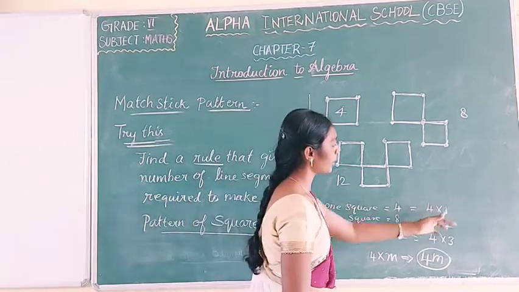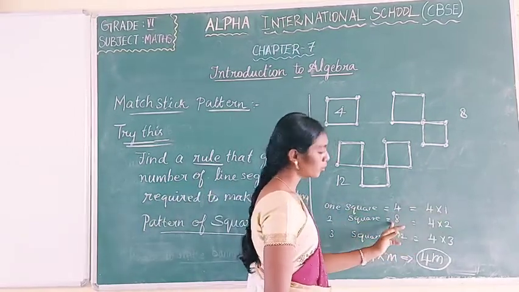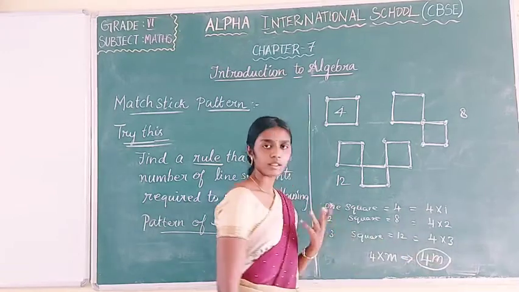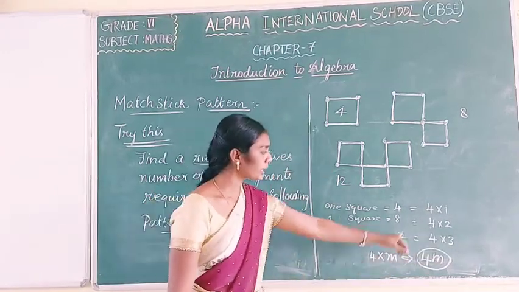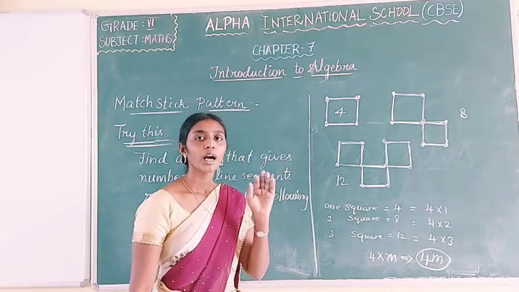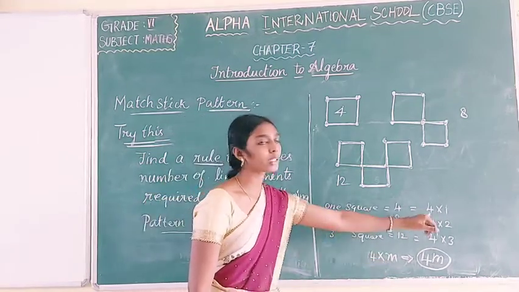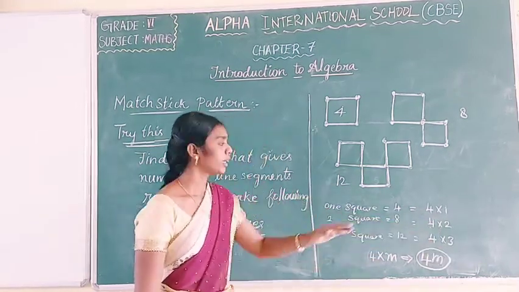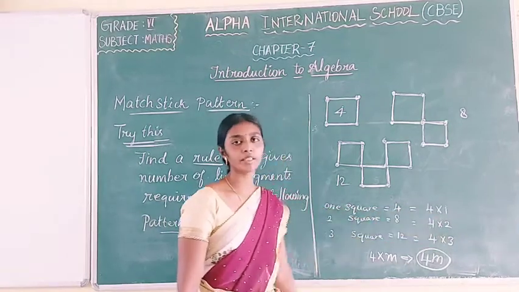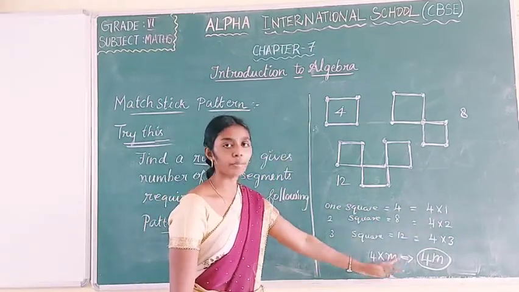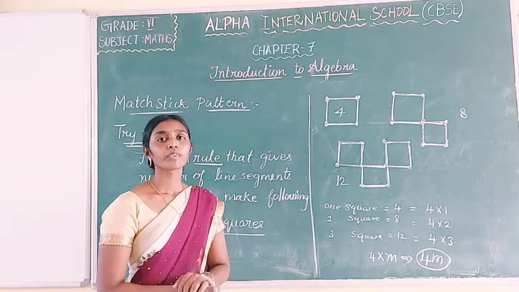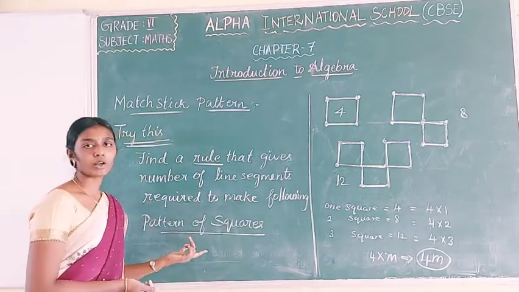See here, 4 into 1, 4; 4 into 2, 8; 4 into 3, 12. That's all. So 4 I am taking as the constant term as it is, and I want to give the variable at the place where the number varies. In this column alone the number is varying, so I am giving the name as m. So 4m is the rule for this particular pattern of squares.